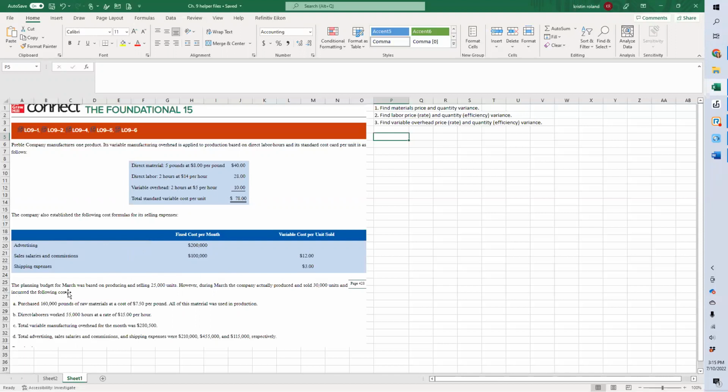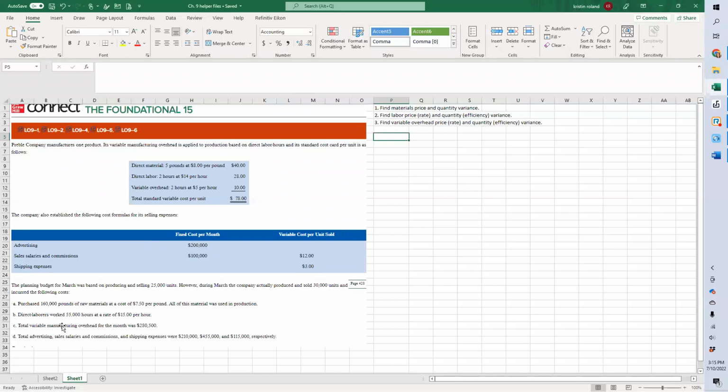Okay, so it says the planning budget for March was based on producing and selling 25,000 units. So the planning budget is done before the period starts. However, during March, the company actually produced and sold 30,000 units and incurred the following costs. So 30,000 units is my actual production and sales level. We incurred the following costs. We purchased 160,000 pounds of raw materials at a cost of $7.50 per pound. All of this material was used in production.